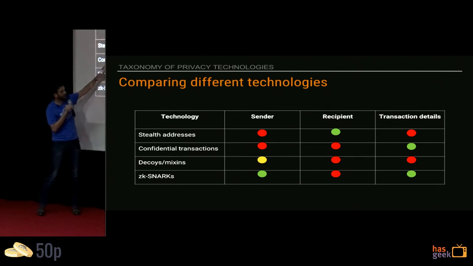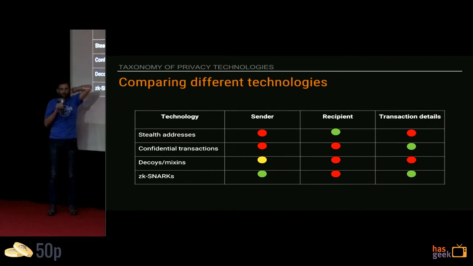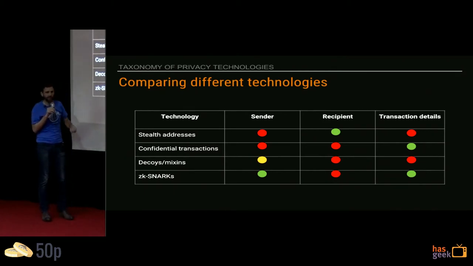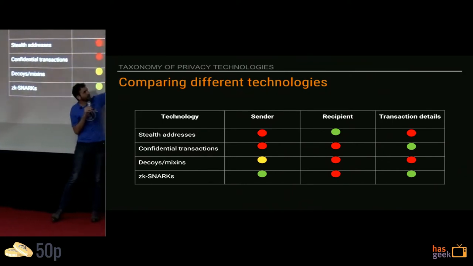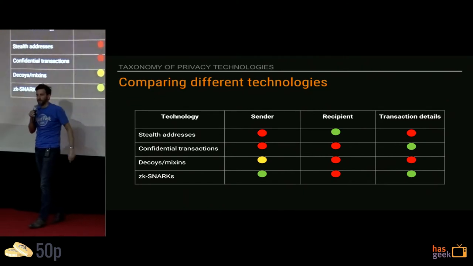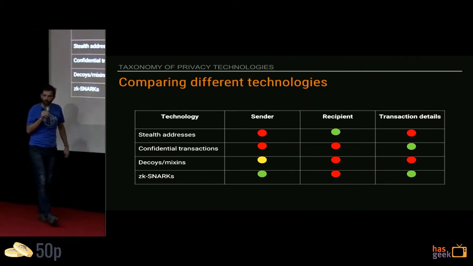Here's another technique, confidential transactions. This is a form of encryption that you can use with a blockchain to encrypt the value, and you can accompany it with a proof that the value is in the right range, like you're not spending money you didn't have. So confidential transactions don't do anything to protect the sender or the recipient, but they can conceal the value you post in the transaction.